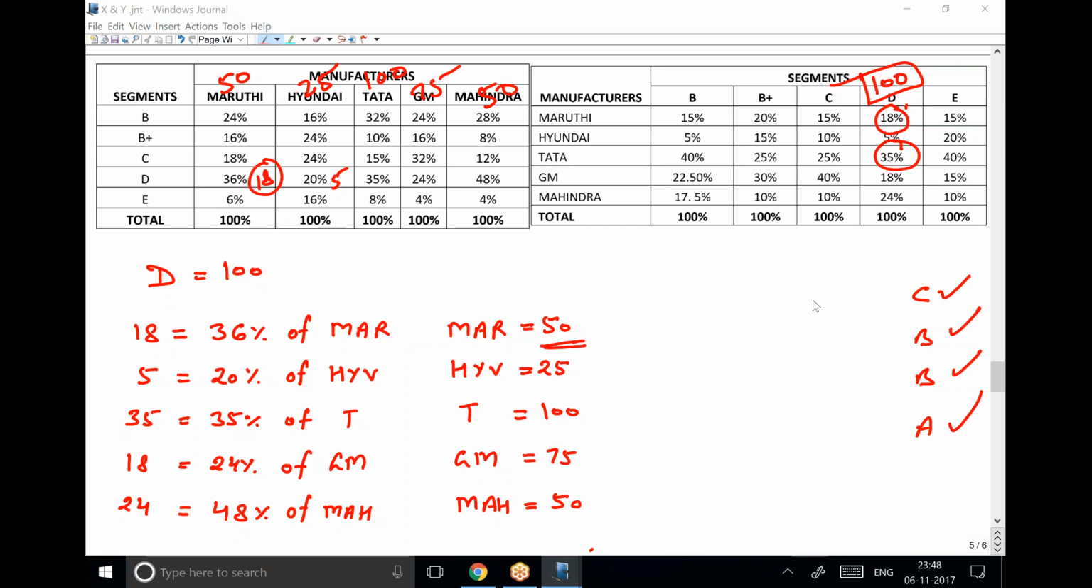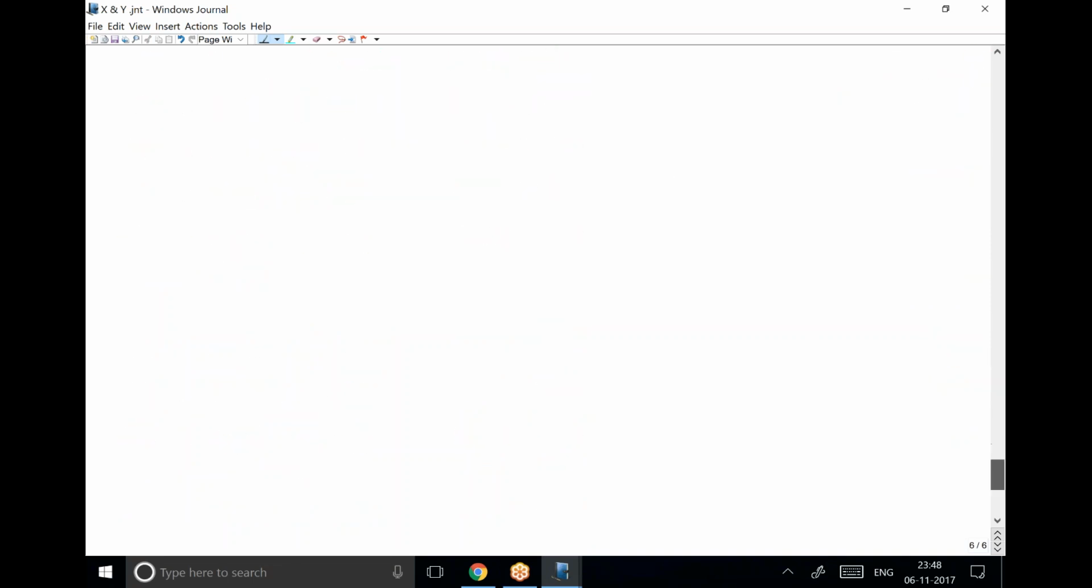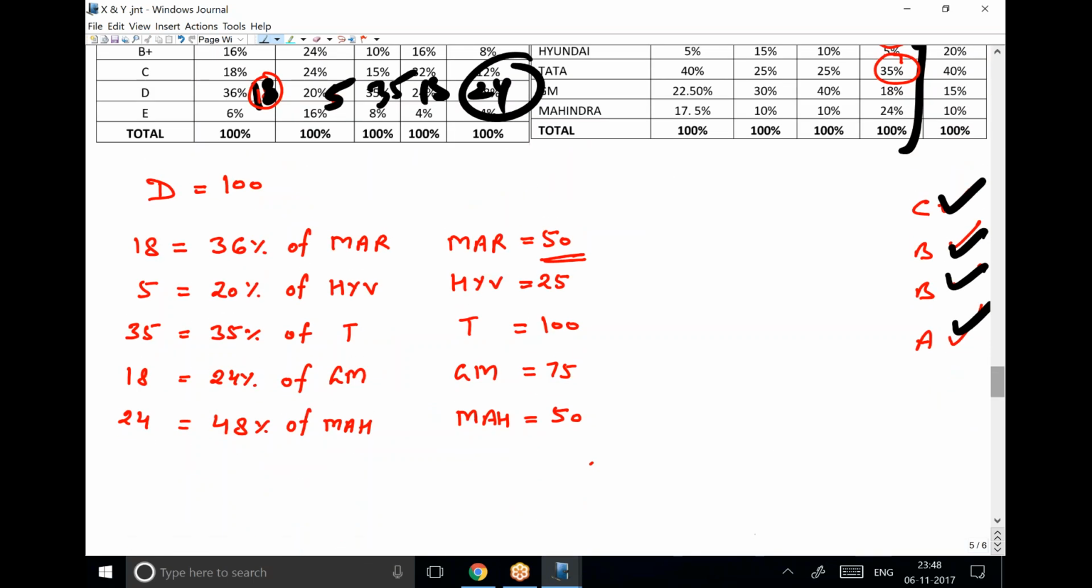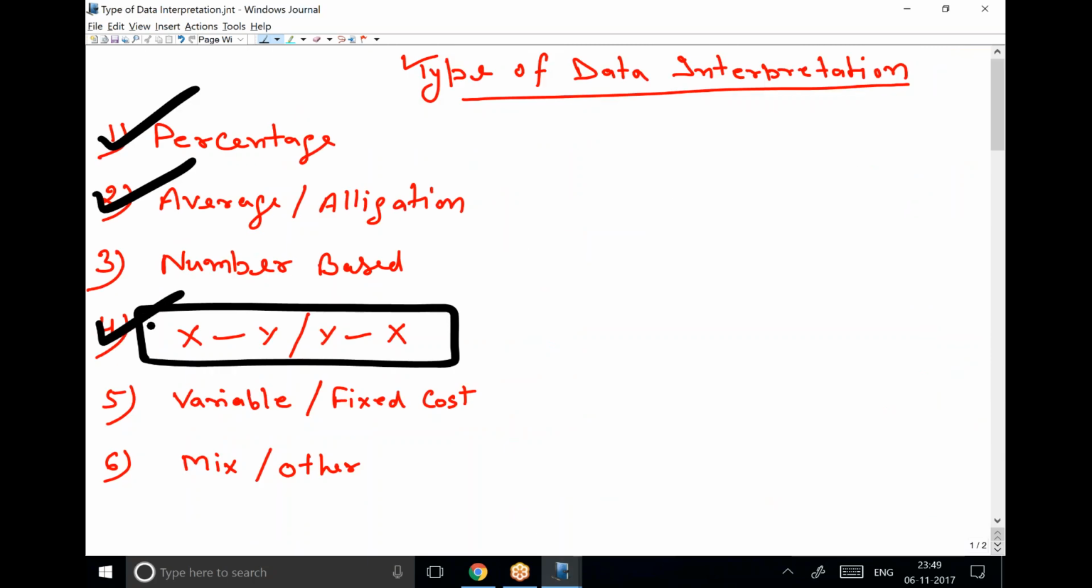What you are supposed to understand here is that you have to fix one parameter, 100, and after fixing this number, you can put in the actual values: 18, 5, 35, 18 and 24. On the basis of that you can fix the total amount of Maruti, Hyundai, Tata, GM and Mahindra, and then solve these questions. When you solve, the answers will be C, B, B, A. These are the right answers of this particular caselet. With this we are done with all the questions based upon x into y. This parameter we have completely done.